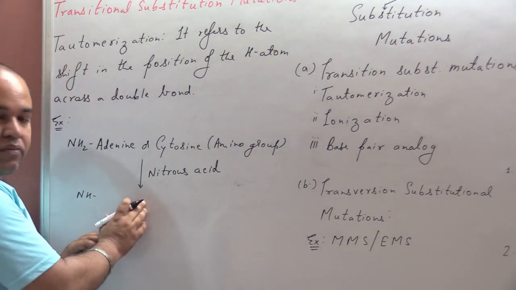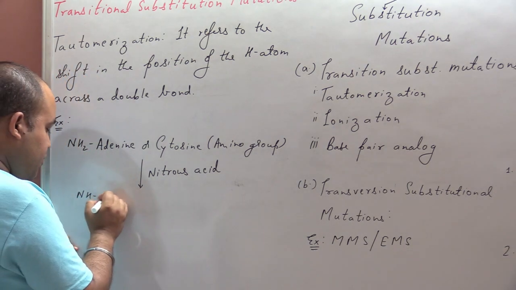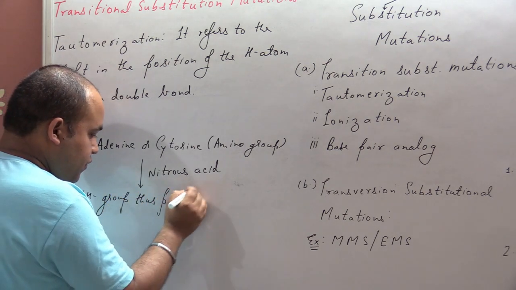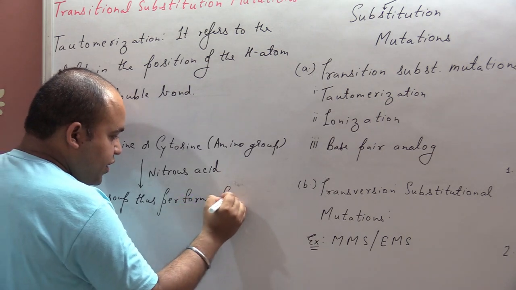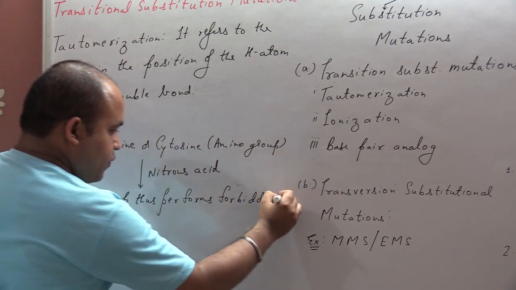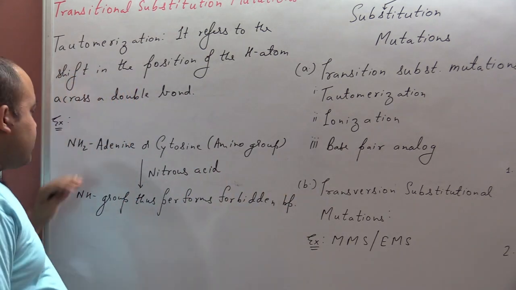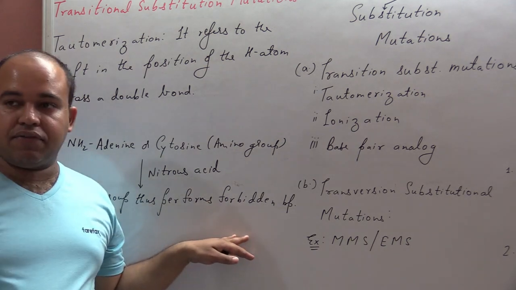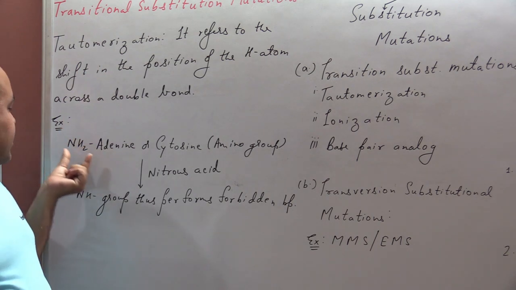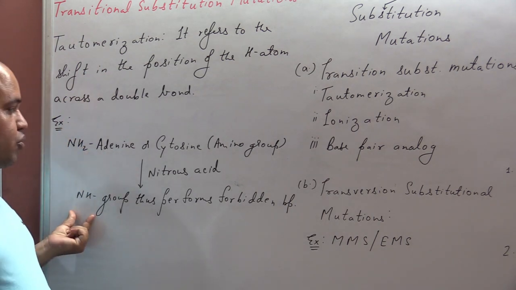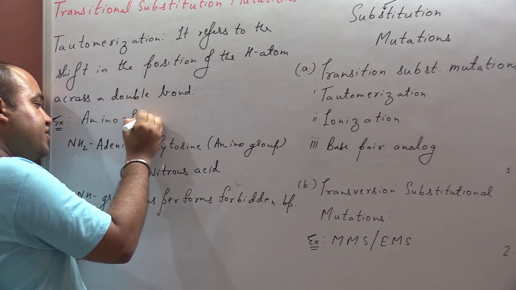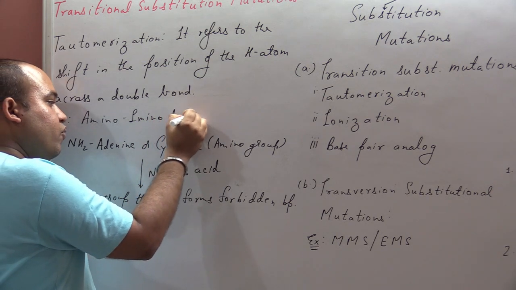So you can look here that these compounds will have imino group, thus performs forbidden base pairing. Okay, so this is the forbidden base pairing that we usually find. Now there is the tautomerization. This is imino tautomerization.